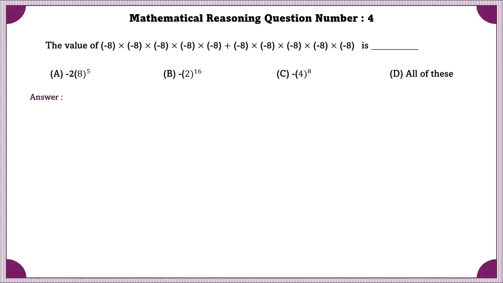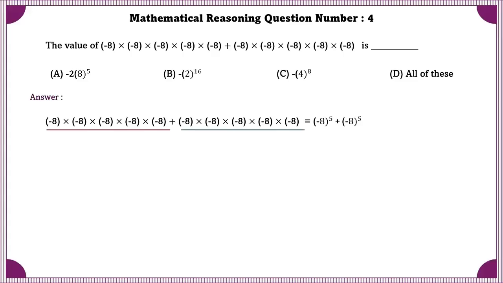Mathematical reasoning question number 4. The value of the given expression is. Now, we can split this into two halves, which are separated by a plus sign. Now, the first half can be written as minus 8 to the power 5 plus the second half, that is minus 8 to the power 5. Now, since there are two minus 8 to the power 5, we can write this as minus 2 into 8 to the power 5. That is in option A.